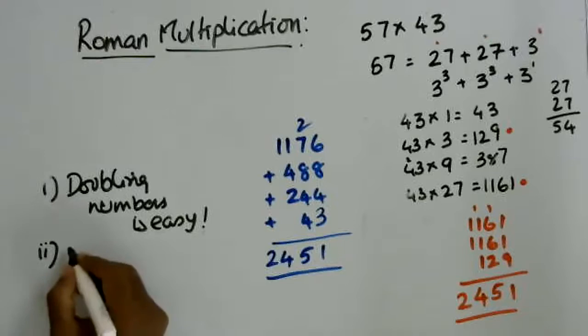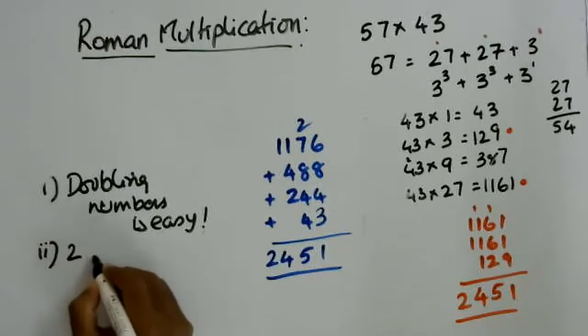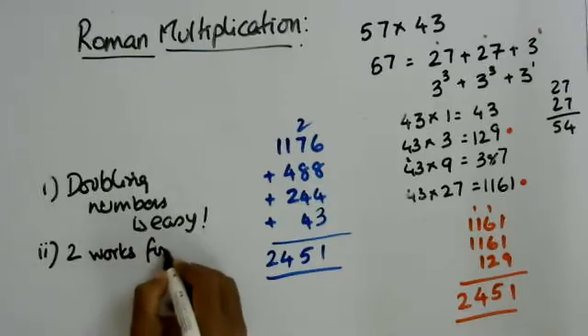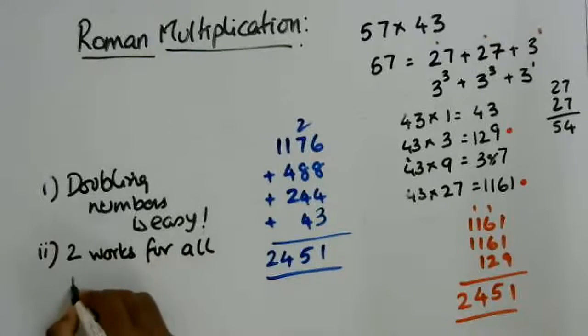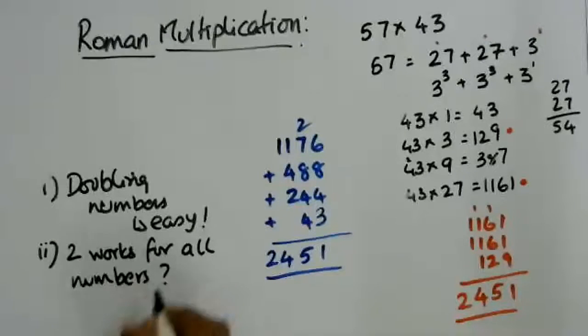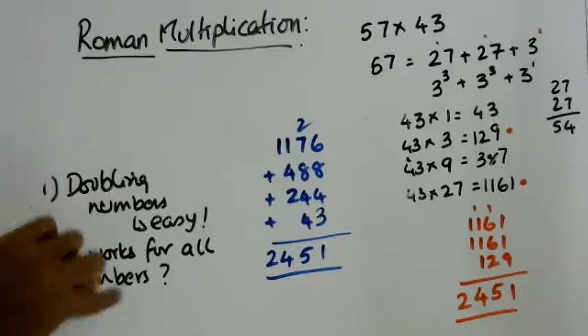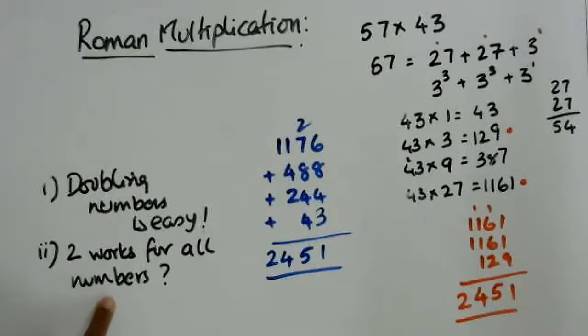So maybe I can put that 2 works for all numbers. Can I say that? Yes, sir. Yeah, because using 2 and multiples of 2, I can break up any number into different parts. You can also probably do it with 3, but if you combine both these factors, you can do the same thing with 3 also, but tripling numbers becomes harder.